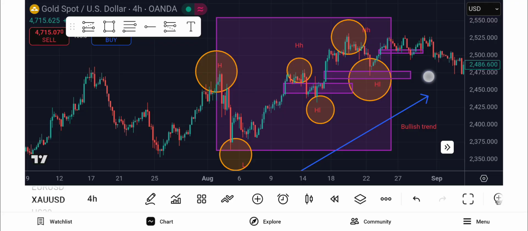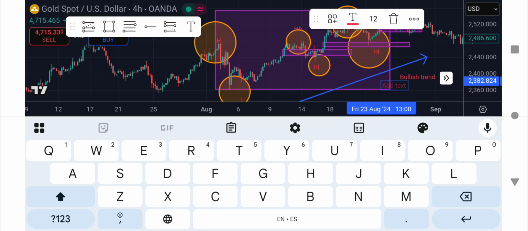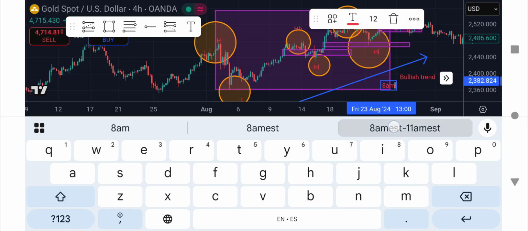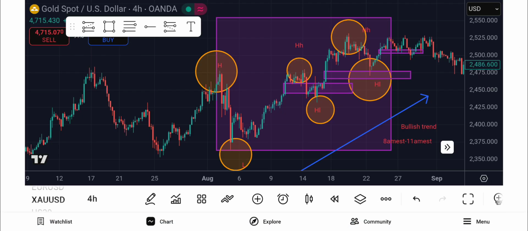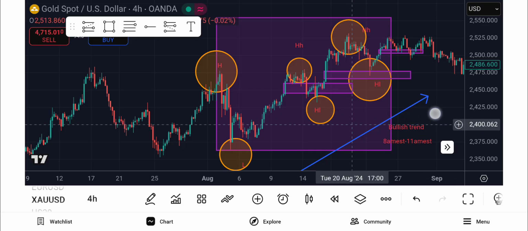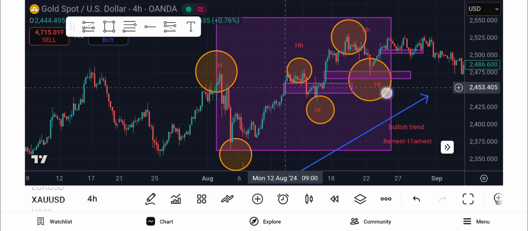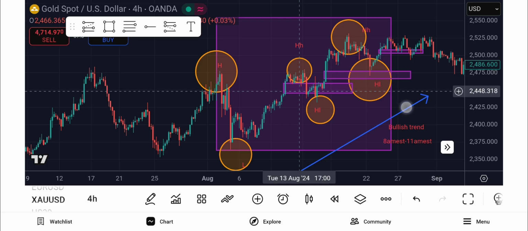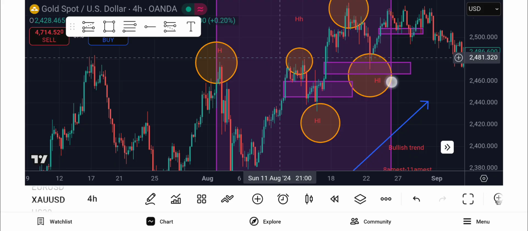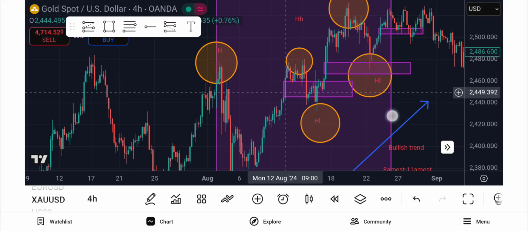Okay. Next, what are we doing? So once we identify the fair value gaps, we are looking for time, right? So we're looking for 8 a.m. Eastern Standard Time and 11 a.m. Eastern Standard Time. That's when we're looking for entries, right? So we're gonna wait for price to get into this fair value gap. Notice how once this low broke this high here, we see the fair value gap form.